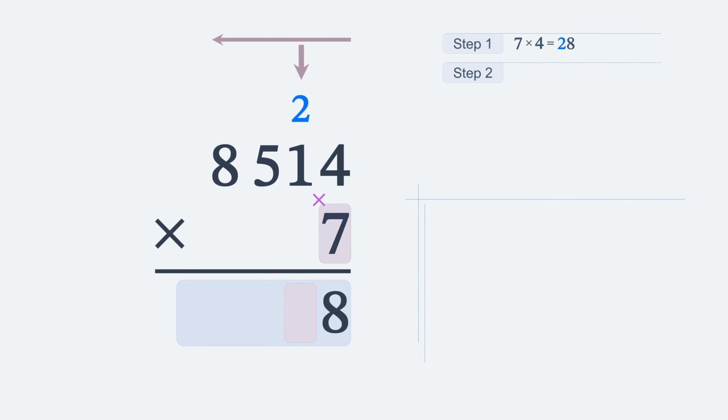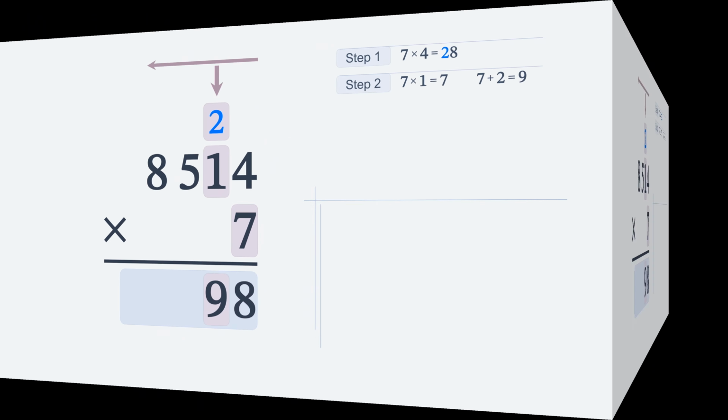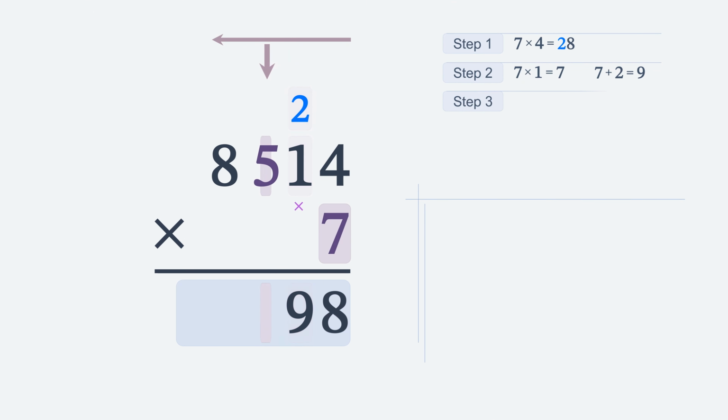We multiply the bottom digit by the next digit in the top number, which is in the tens place. 7 times 1 equals 7. Since we carried 2, we add it to 7. 7 plus 2 equals 9. This time we have a 1-digit number, so we don't need to carry. We write 9 in the tens place of our answer under the line. Now we move on to the next step.